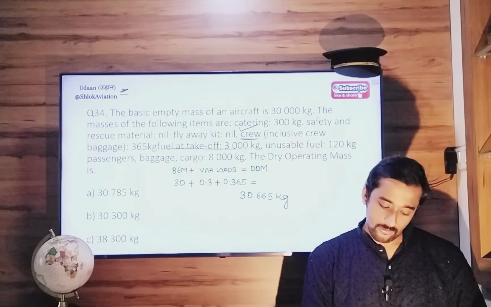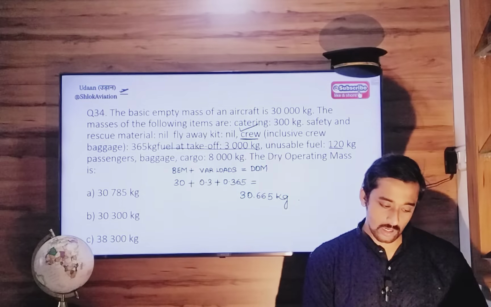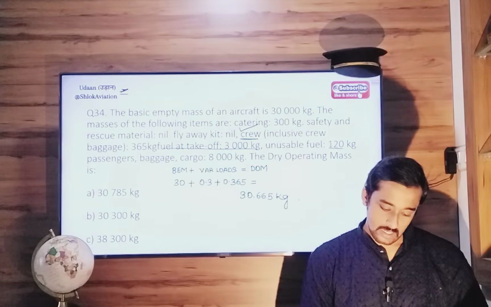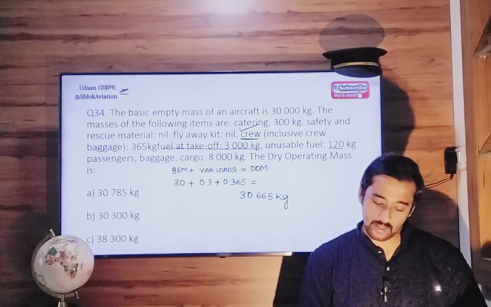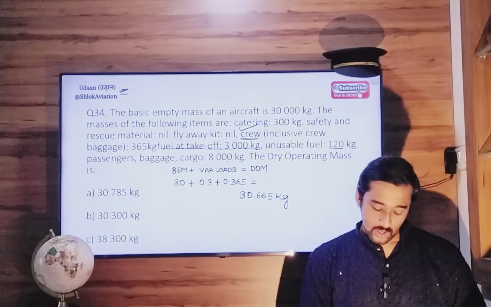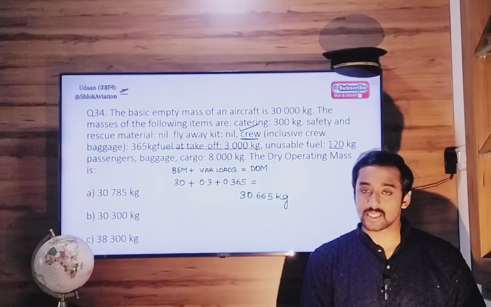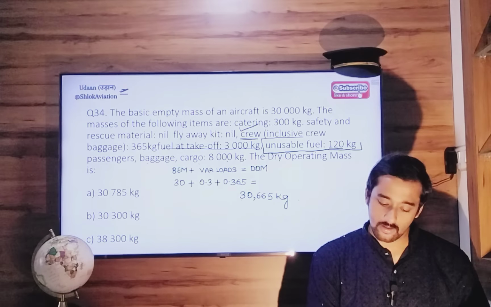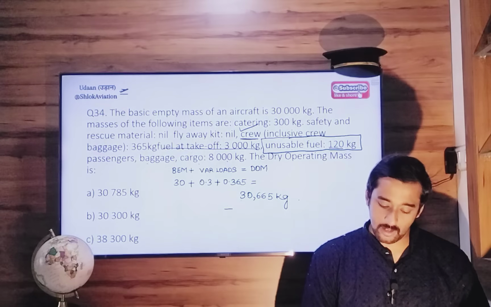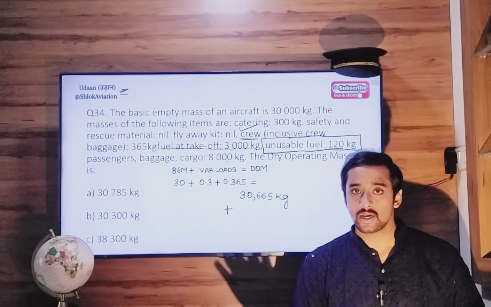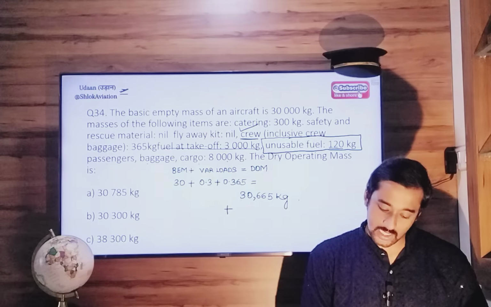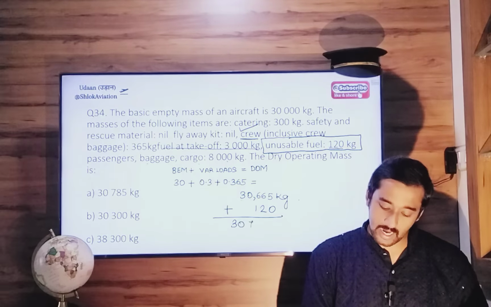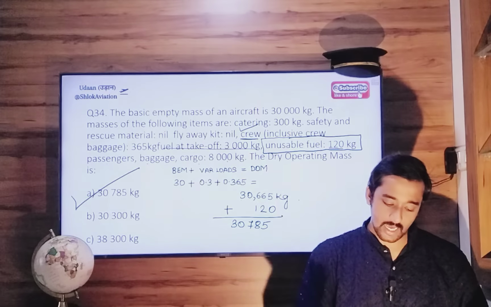Next, fuel at takeoff is given, unusable fuel is given, passengers, baggage, cargo is given, dry operating mass. Now over here we have got 30,665 kg. Now to this we are also going to add unusable fuel, because that is also included in DOM. So 30,665 plus 120 is equal to 30,785 kg. So option A is the correct answer.